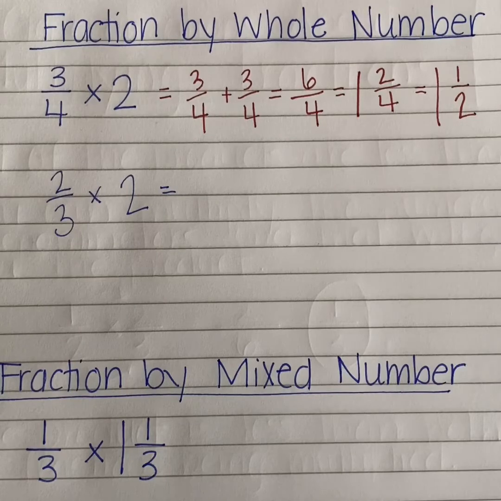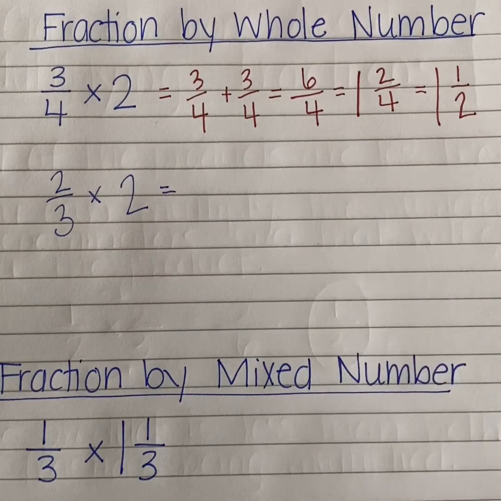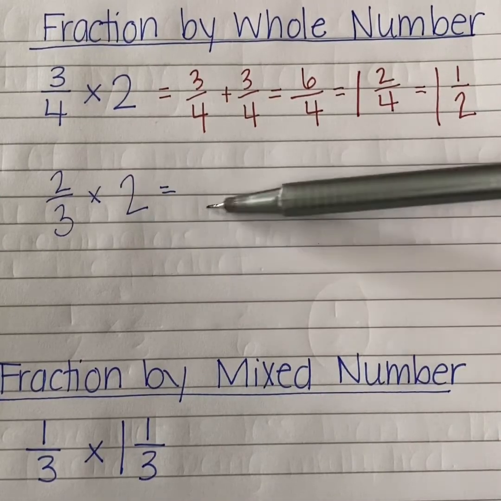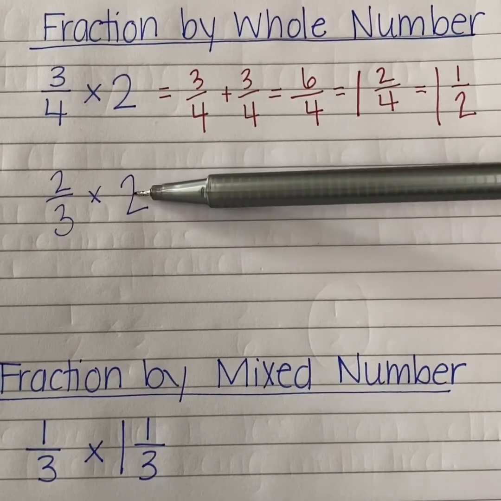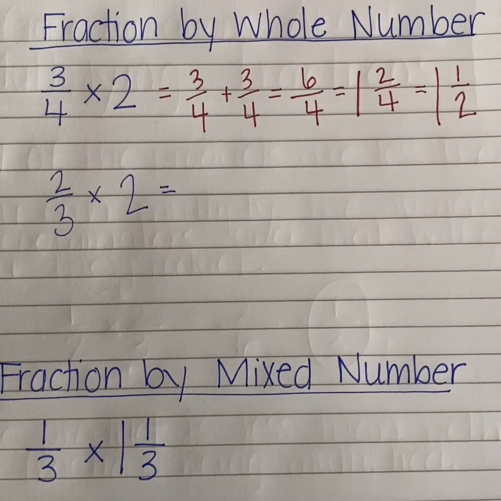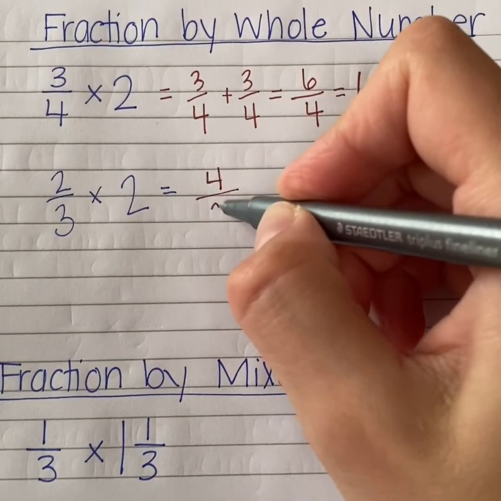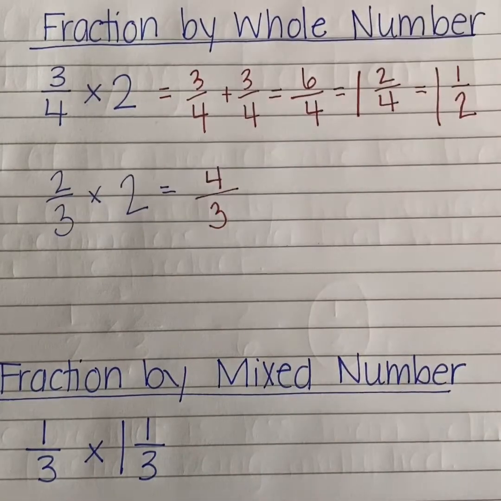What if we did 2/3 times 2? Let's do the same thing, except this time, instead of writing repeated addition, so that would be 2/3 and 2/3 again, let's just multiply. So we have 2 times 2, which would be 4/3, right? 2 times 2/3, 4/3, okay?